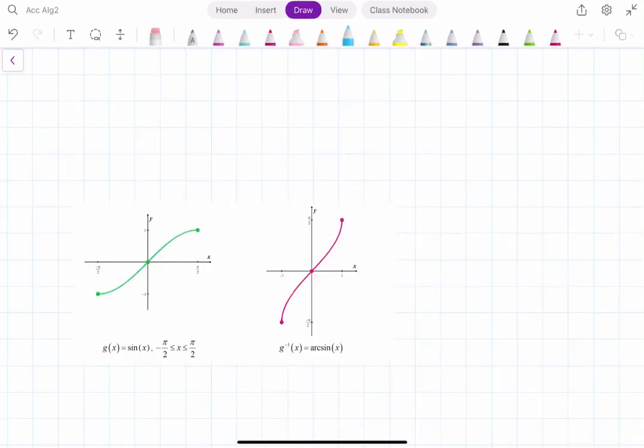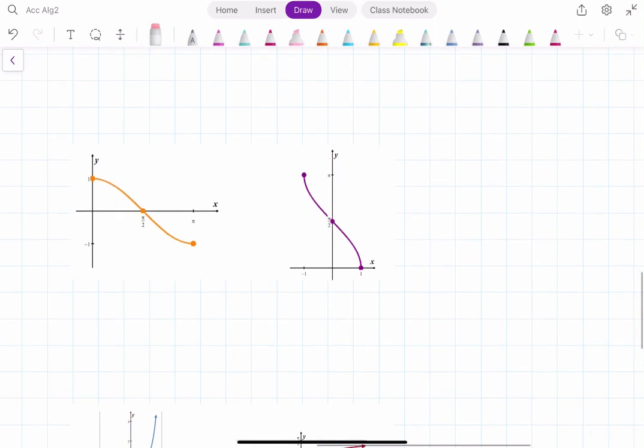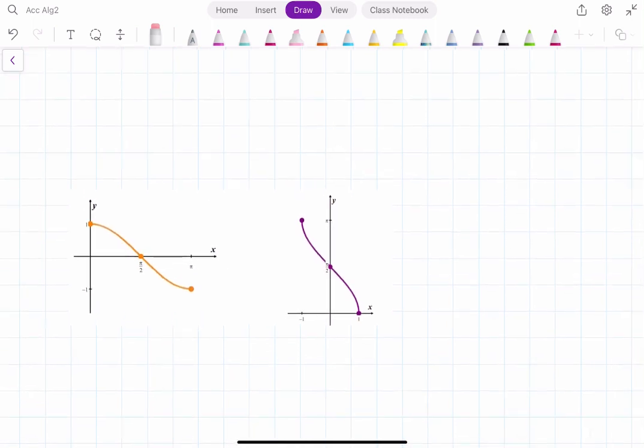Now, this is how the two graphs of sine x and arc sine or sine inverse x, we have compared the two graphs, and we are comparing it on the interval pi/2 and negative pi/2. On the same line, this is how we can compare the cos x and cos inverse x. So let's talk about the properties of inverse cos.